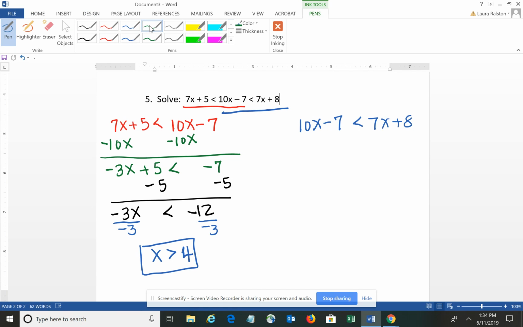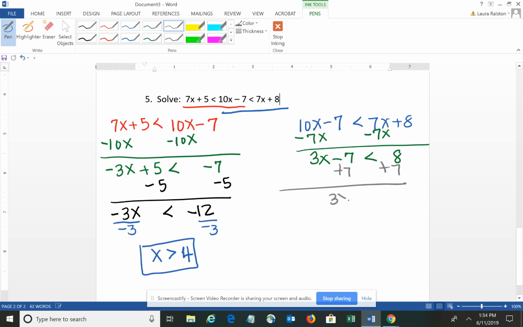Okay, so if I come back and start over with the second problem, I'm going to subtract 7x from either side. So I have 3x minus 7 is less than 8. I'm going to add 7. So I have 3x is less than 15. And finally, I'm going to divide both sides by 3. So x is less than 5. Okay, so there's your answer.